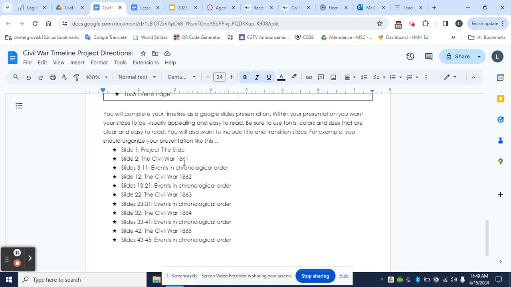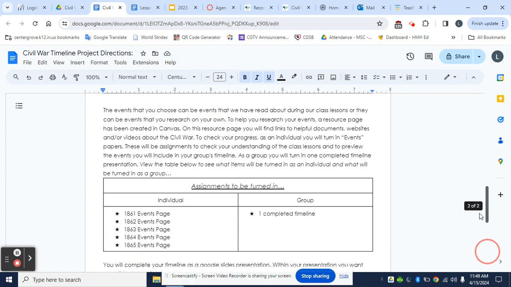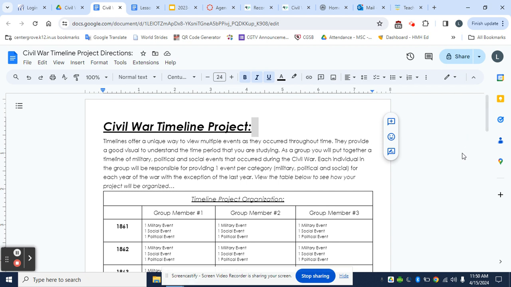Now, if you have any questions about the project, you should be jotting those questions down. Tomorrow at the beginning of class, I will give you time to ask questions that you have over the project. From here, you need to go into Canvas and complete the Canvas quiz underneath today's date that says Timeline Project Directions Review. I would like you to complete that quiz so that I can ensure that you understand the requirements of this project. And yes, that quiz will be for a grade.